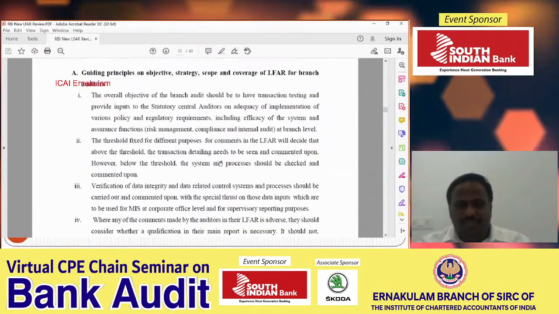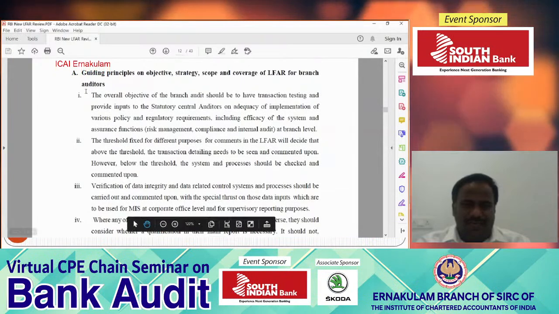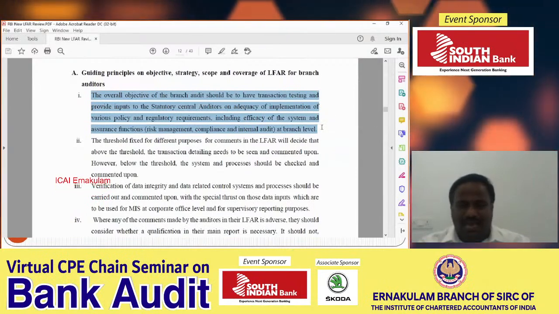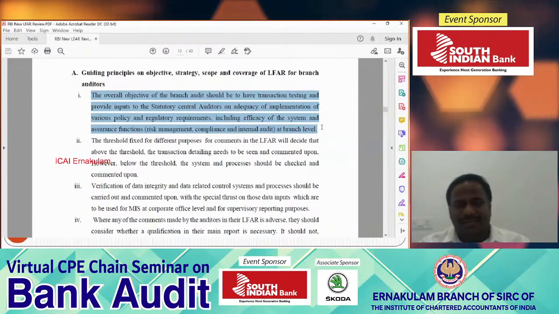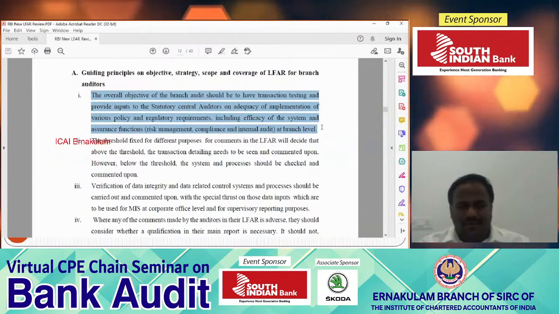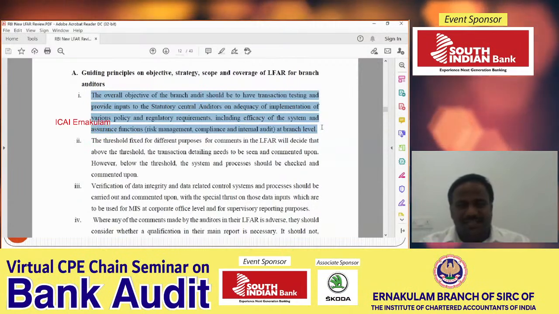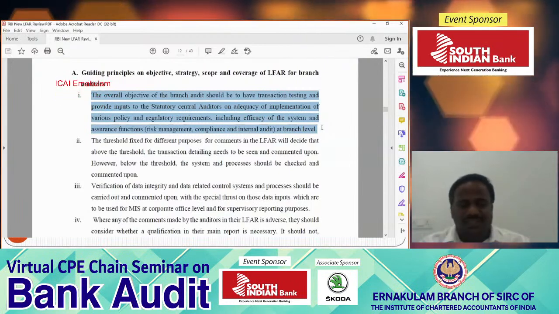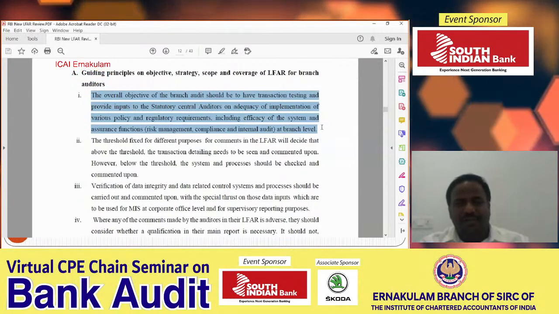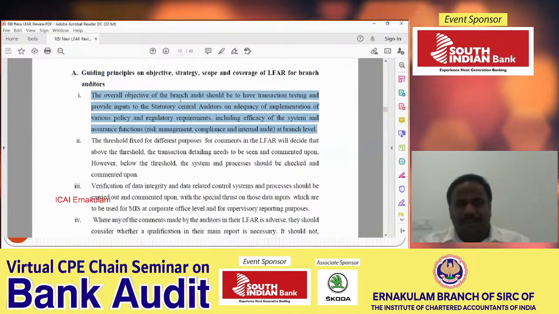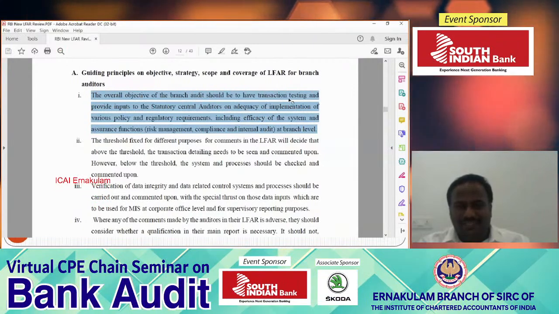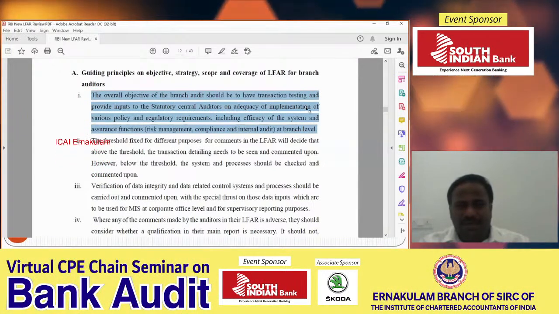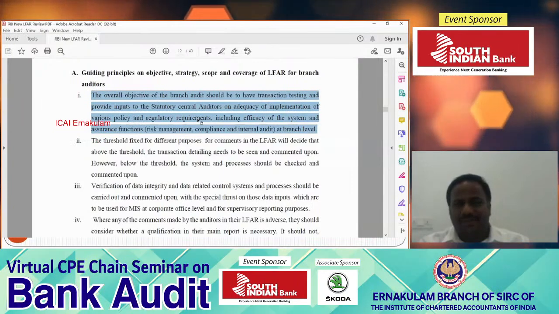When you go here, my focus is this: if you know this part, I'm sure the way you work with the branch audit will be different. Because many people have the intention, maximum are thinking that they are going to the bank to do the sampling, the transaction testing, and they want to identify the NPA, give the audit report, and come back. No, let me tell you, that is not the only objective of the bank audit. Have a look here. The overall objective of the bank branch audit should be to have the transaction testing and to provide the inputs to the central statutory auditors on adequacy of implementation of various policy and regulatory requirements.